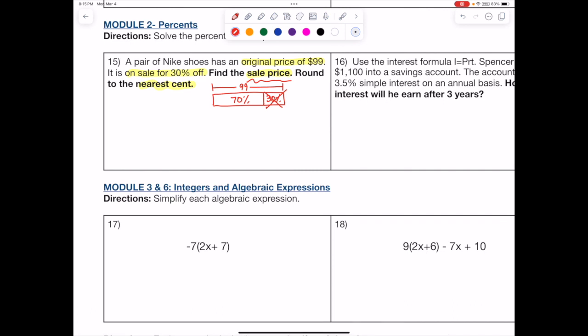And so let's go ahead and set up our proportion. We want to know what is 70%, and that's always out of 100, and it's going to tell us what the sale price is if we're finding 70% out of 100. So the original total was 99, and we want to know what 70% of that is. So let's go ahead and solve for X.